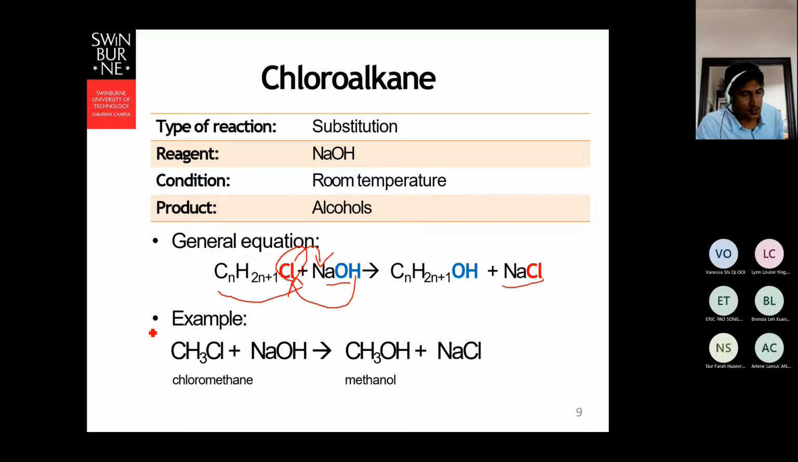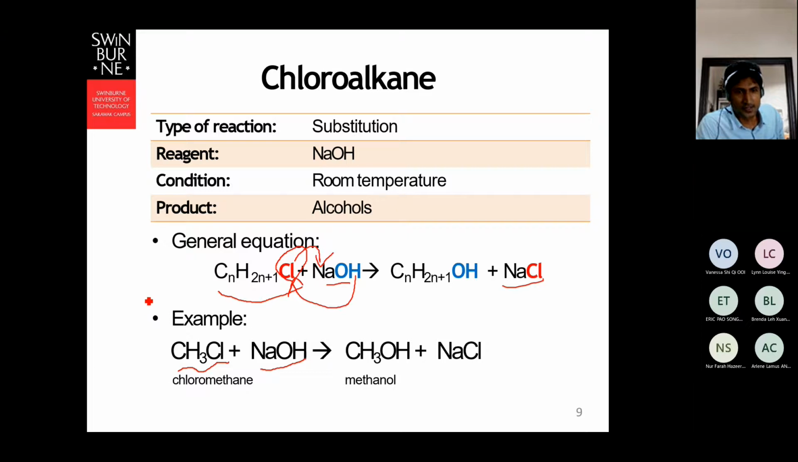So chloromethane, chloropropane, chlorobutane, chloroethane, everything will do a similar type of reaction. We do not need to remember chloropropane, chlorobutane, chlorooctane, chlorodecane, whatever. As long as it looks like a chloroalkane, it will react with sodium hydroxide in this form, and then produce an alcohol, which depends on the main hydrocarbon chain, and then sodium chloride.